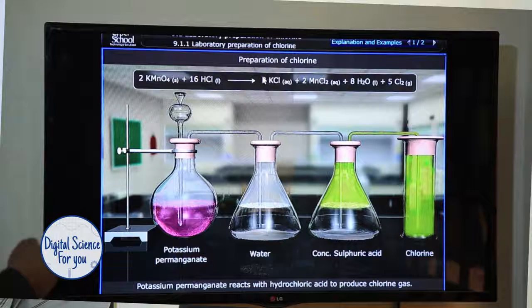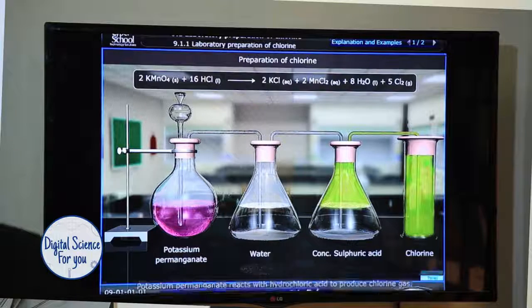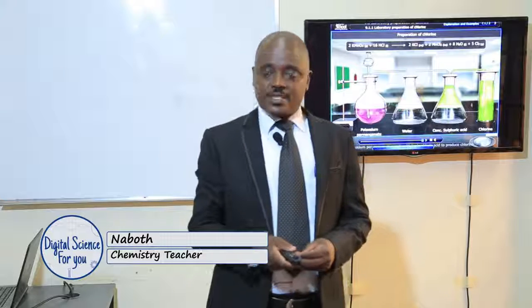Also potassium manganese(II) chloride, which remains in the flask. Then water, which we have to dry using concentrated sulfuric acid, and then chlorine, which we have now collected in the gas jar. Now, having looked at this, we have to emphasize and look at the properties of chlorine gas.